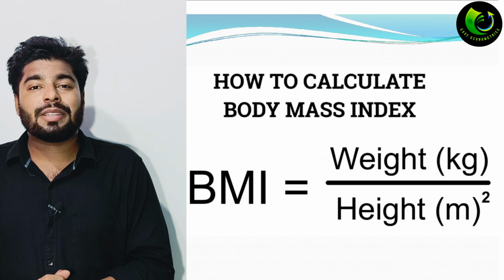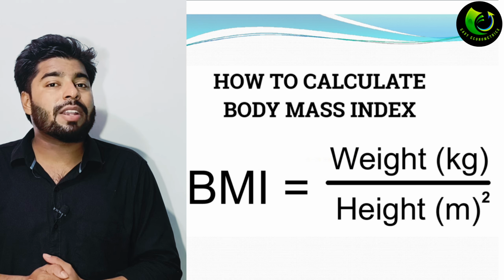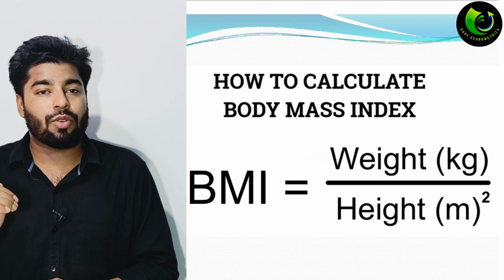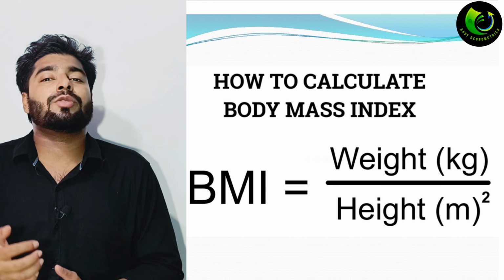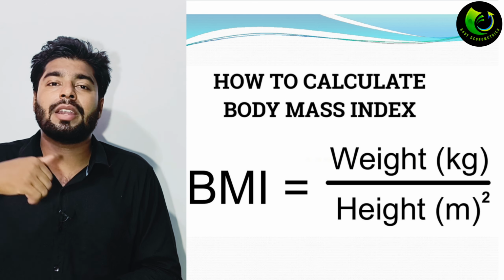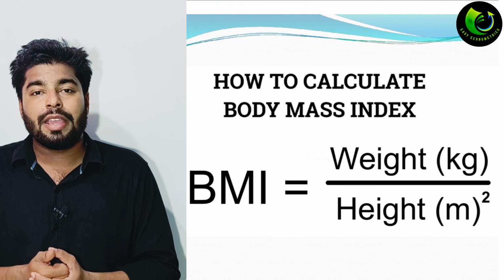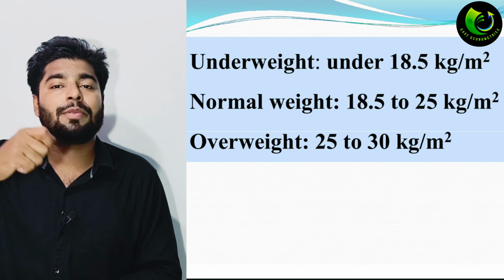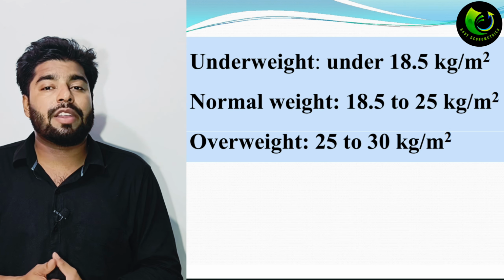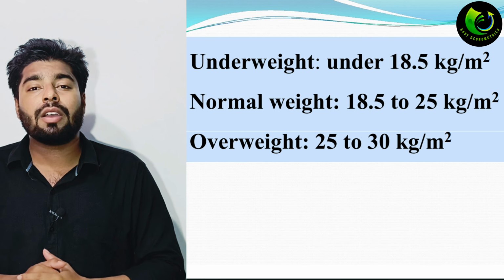Now next is body mass index. What is body mass index? The formula is weight by height squared. If the value of this body mass index is below 18.5, then it is treated as underweight. If it is 18.5 to 25, then it is normal weight, or if it is more than 25, then it is treated as overweight.